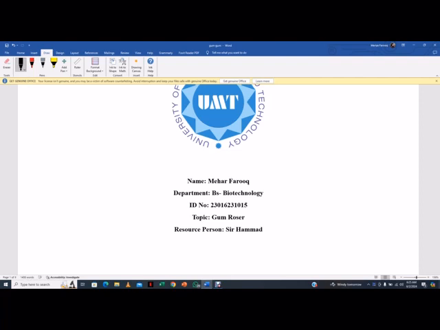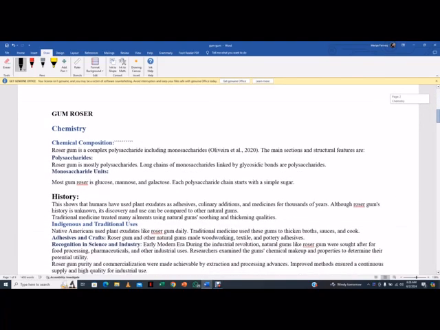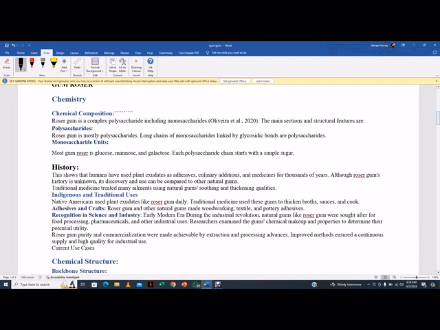Let's begin with an overview of the chemistry, manufacturing, and applications of gum rosin. First, I'm going to tell you about gum rosin. Basically, gum rosin is a complex polysaccharide, and this polysaccharide is composed of multiple monosaccharide units, which are usually glucose, mannose, and galactose. It's just a little bit of overview.